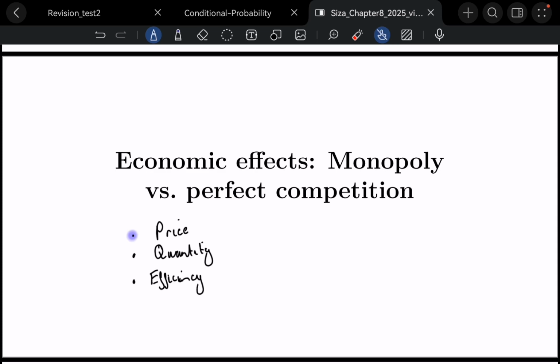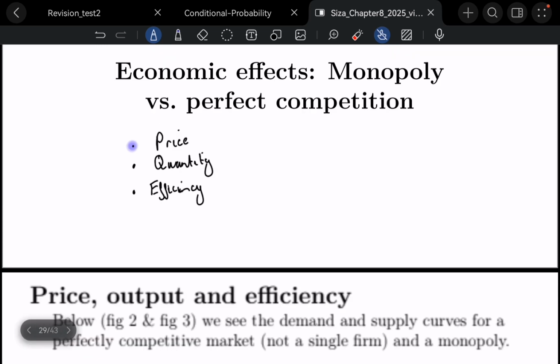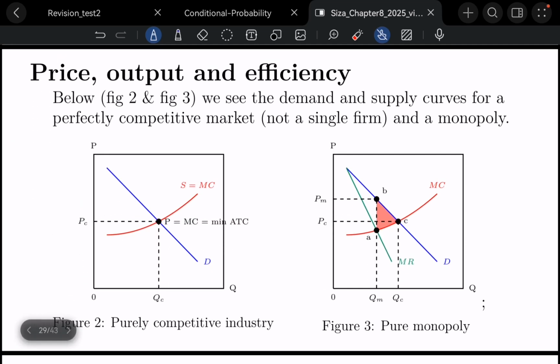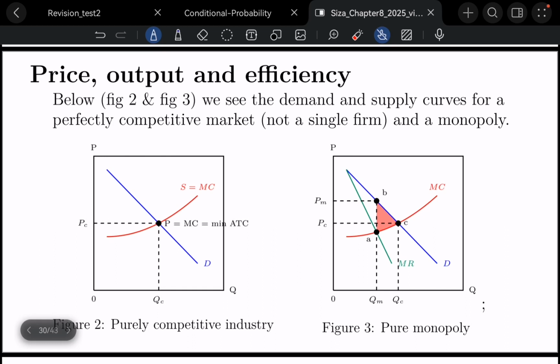Right. So let's compare these things when a good is produced by a perfect competition versus where it's produced by a monopoly. So we have two diagrams here to show that. The first one is a purely competitive industry, and in this industry, you see that they produce where the supply, which is the marginal cost, is equal to demand, at a price that is equal to the marginal cost, and it's also equal to the minimum average total cost. To understand this, obviously you'd have to understand what happens in a perfectly competitive market, but that's the fact there.